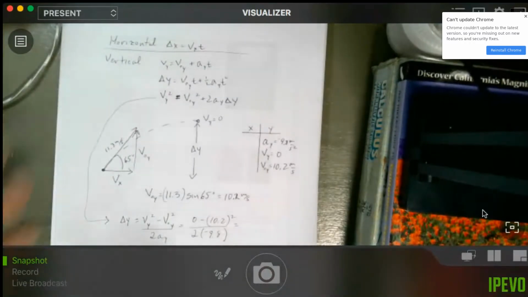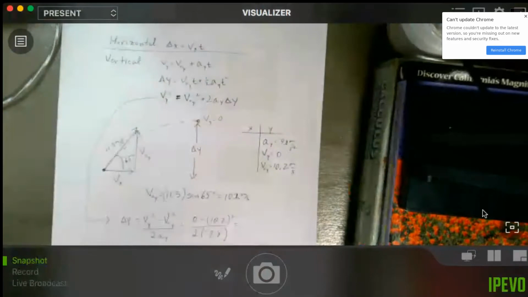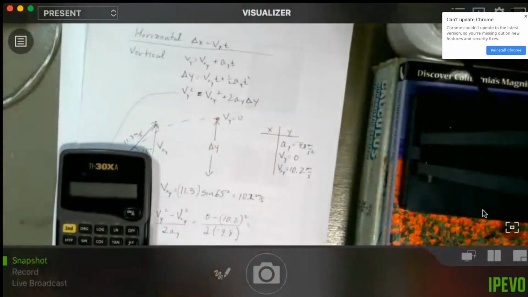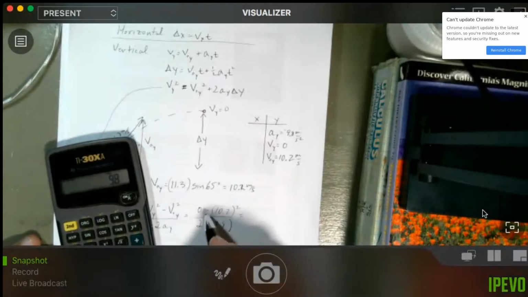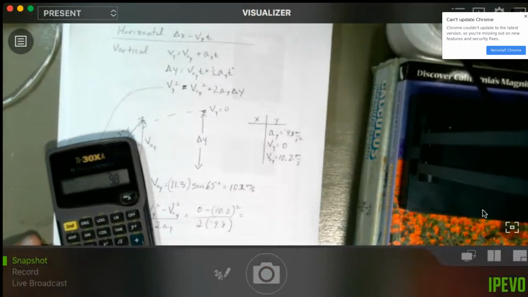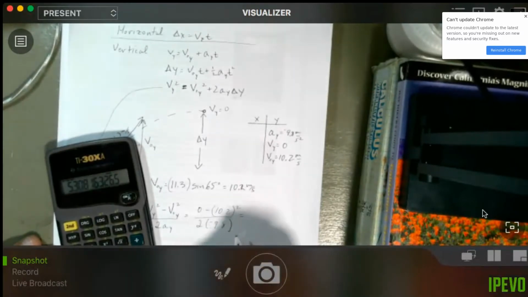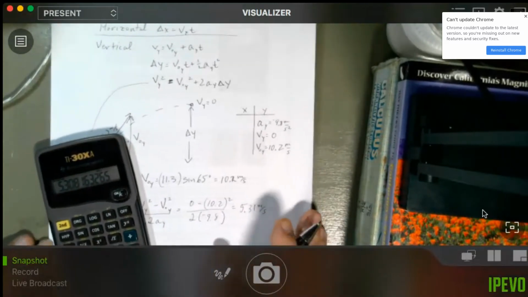Okay, here we go. So we've got 10.2 squared divided by 2 divided by 9.8. I canceled the negatives out already. Equals 5.31 meters. And that's it.